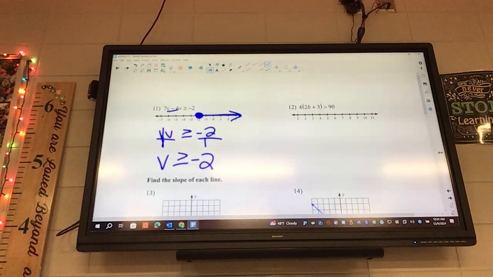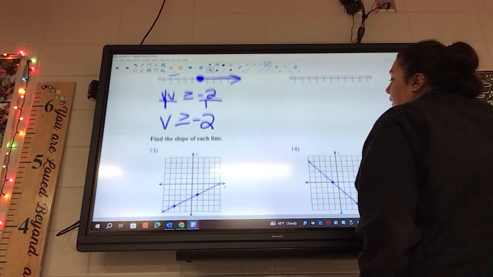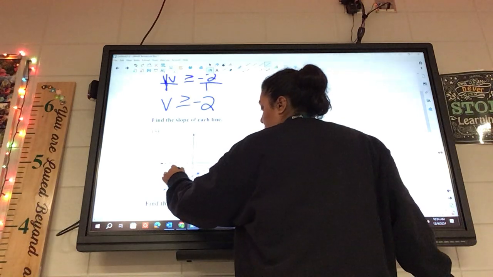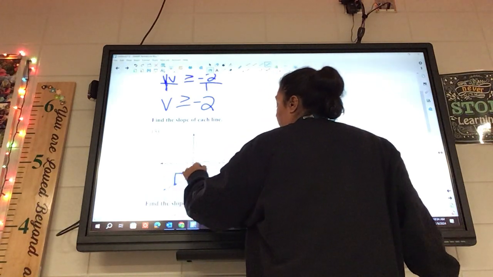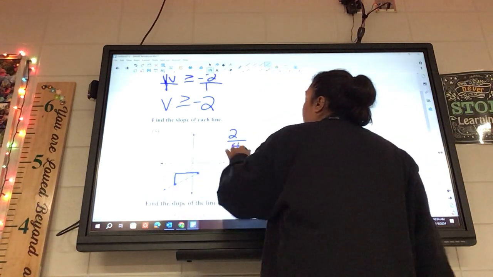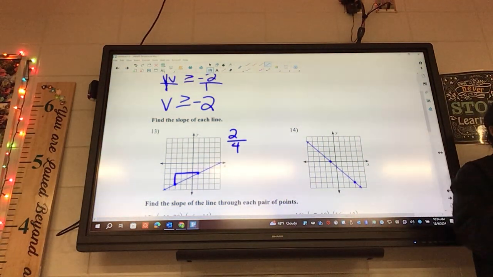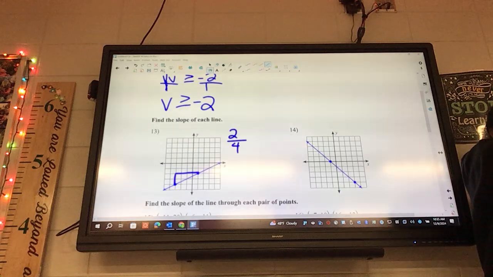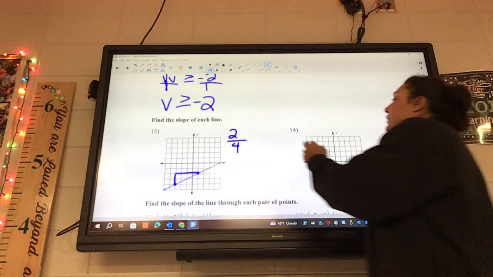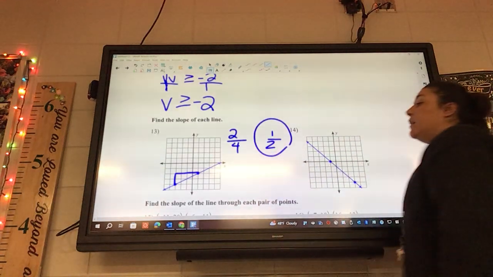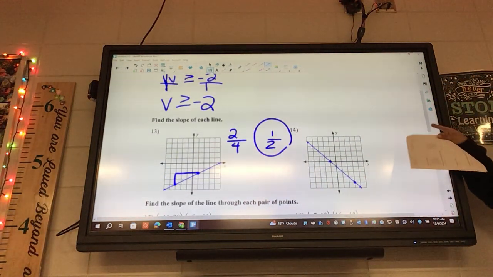Okay, 13 says, find the slope. How much do we rise? How much do we run? Rise 2, run 4. So 2 over 4. And remember, you need to type that in the calculator. What is 2 over 4? 1/2. Okay, is this a positive line or a negative line? Positive. So it's going to be 1/2.